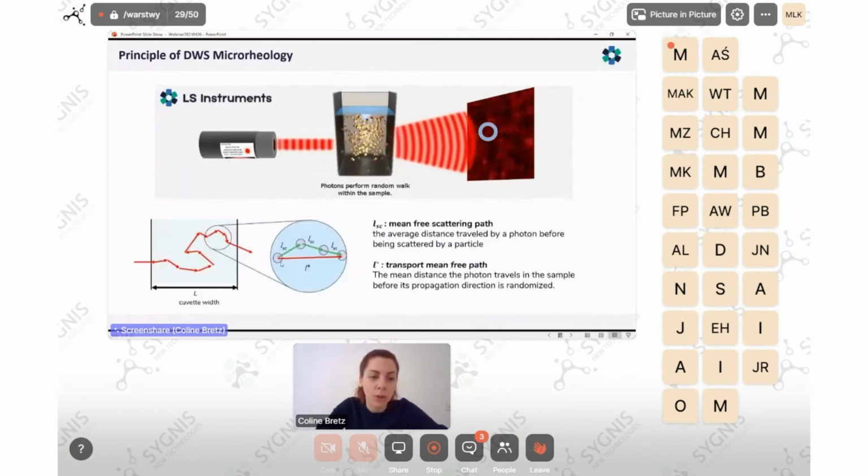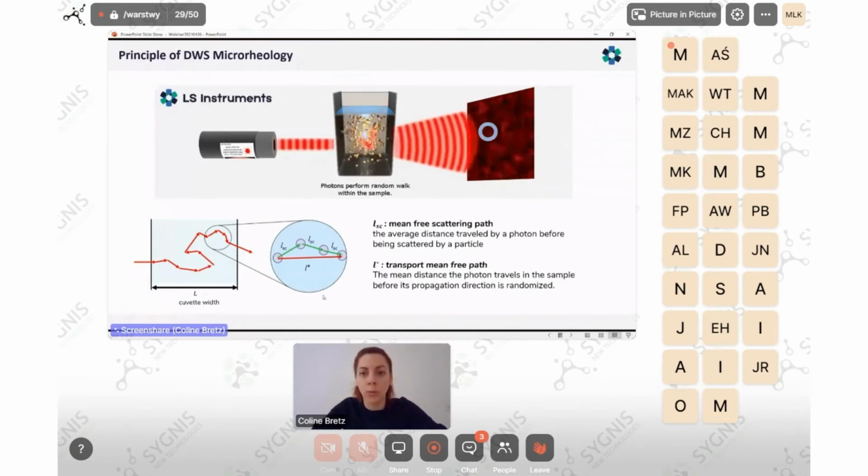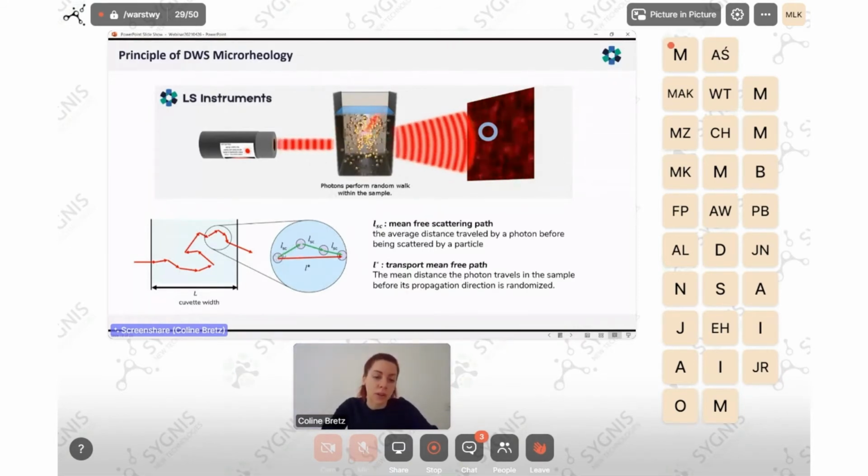And so what we're looking at here is the random walk of a photon within the sample, given a certain cuvette size. There are two quantities that we need to define in order to perform our analysis. The first one is the mean free scattering path, which is effectively the average distance between particles, so the average distance traveled by a photon before it's scattered by a particle in the sample.